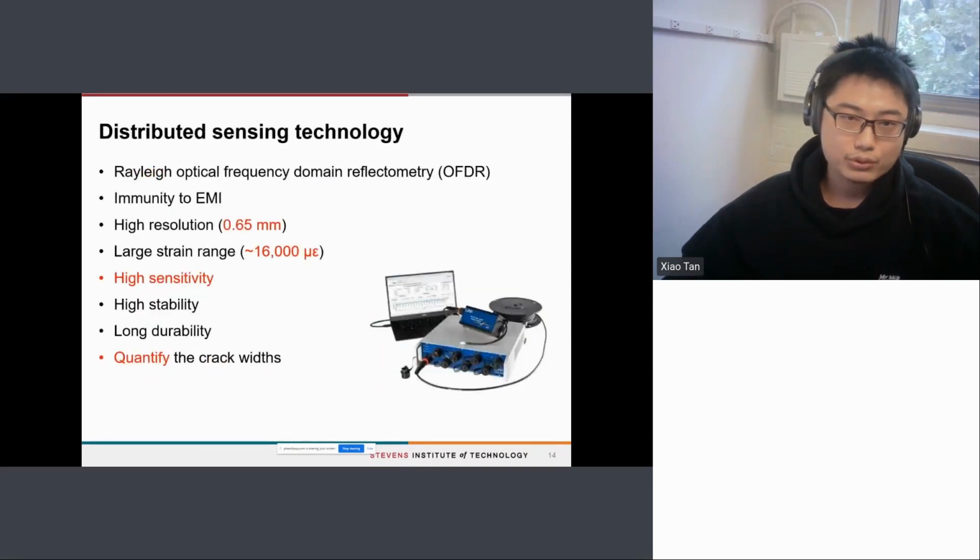Accurate measurement of crack width requires higher spatial resolution. To enhance the spatial resolution, Rayleigh scattering-based distributed sensing technology such as OFDR is proposed and achieves sub-millimeter spatial resolution at large strain range. With the fine spatial resolution, fine strain distribution and cracks can be precisely located and quantified. Besides, the OFDR also has the advantages of high sensitivity, high stability, long durability, and the capability of quantifying the crack width.